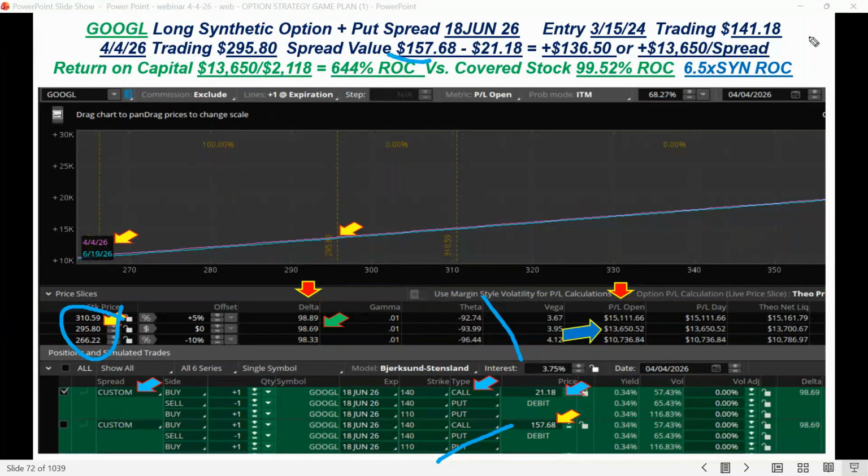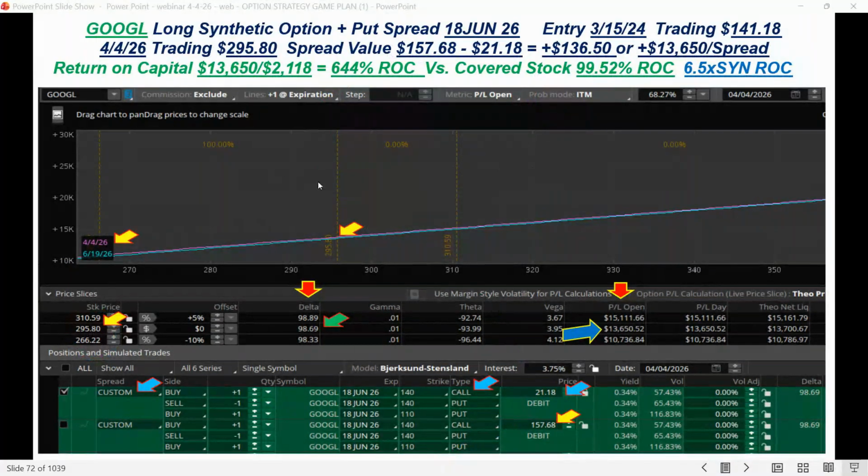That's 100 shares, so $13,650 per option spread. Okay, so look at the difference. Here's your risk when it was set up: just $2,118. So you've got a 644% return versus the covered stock with that downside put. So 6.5 times better return. That's another really great structure that you can use for the different situations of the market.